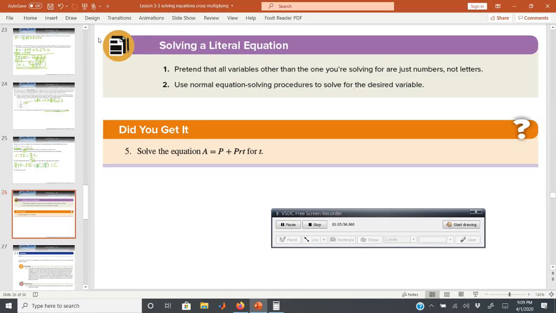So they've given us an equation, A equals P plus PRT, and you might remember that as account equals the principal plus the principal times the rate times the time. Solve that for T, solve that for the time. See if you got it. If you didn't get it, send me an email. We will discuss it.